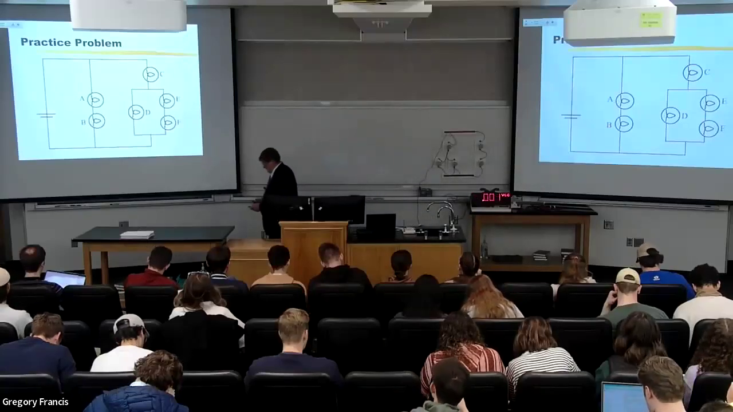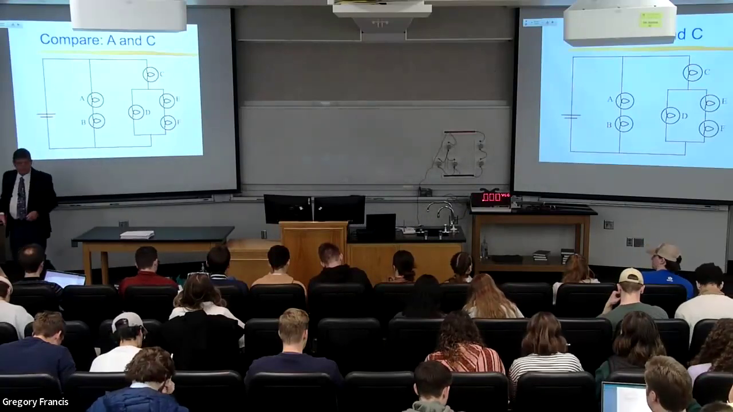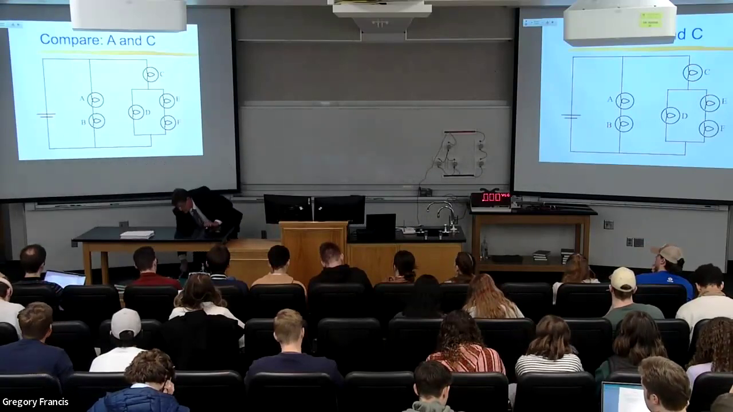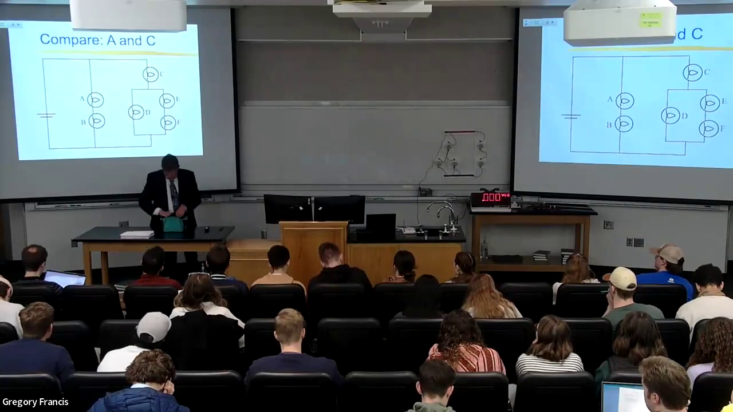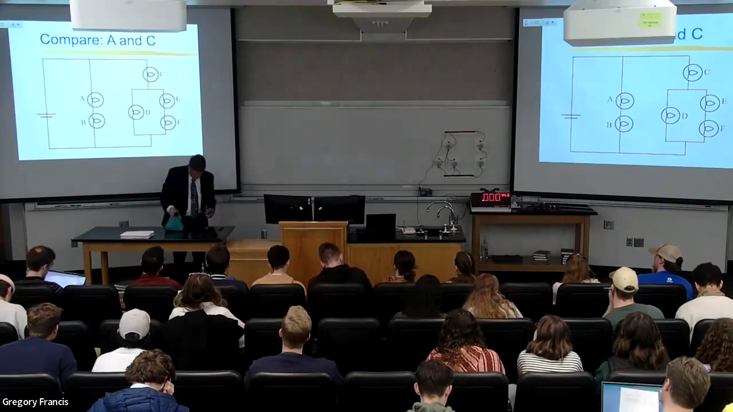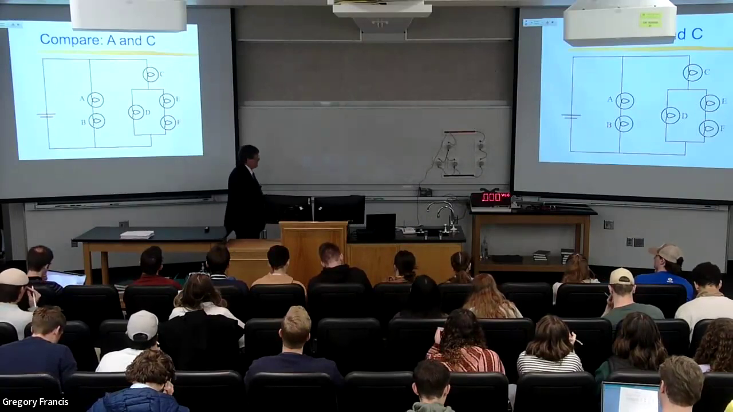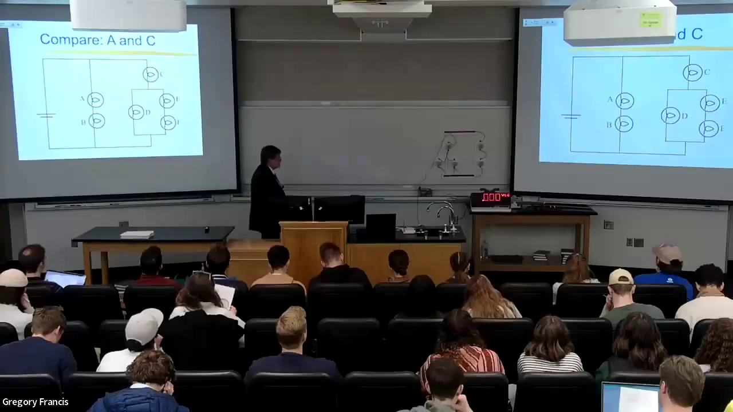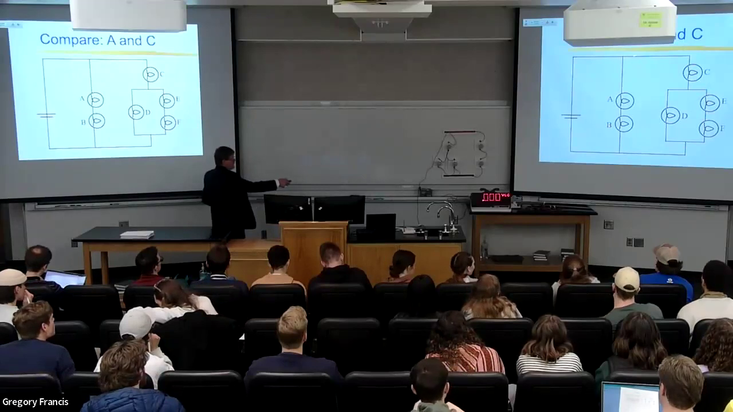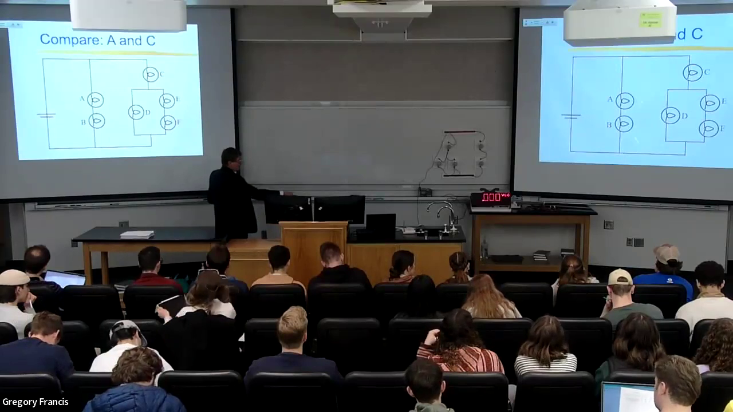Let's start out by comparing A and C. And I would encourage you, when making this kind of comparison, to first of all decide what branches are independent of each other. And I would argue that A and B are on a network that's independent, and then everything else.